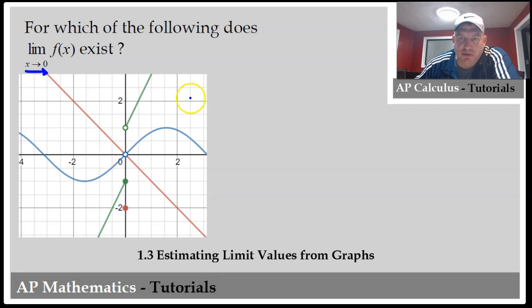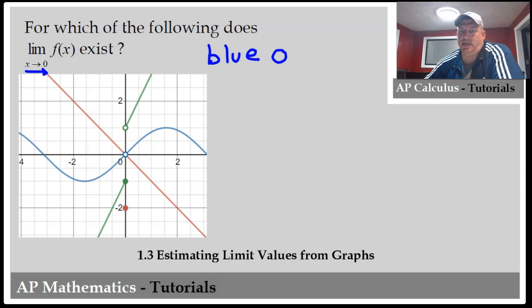So let's look at the blue graph first. In the blue graph, as we approach 0 from the left and from the right, it looks like our function values both approach the origin, or a value of 0. So the limit does exist for the blue graph.